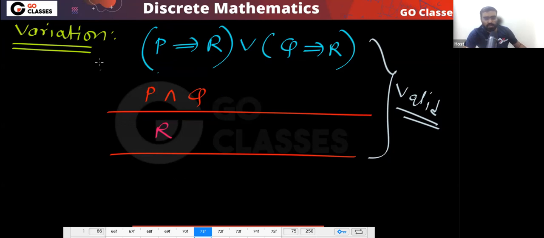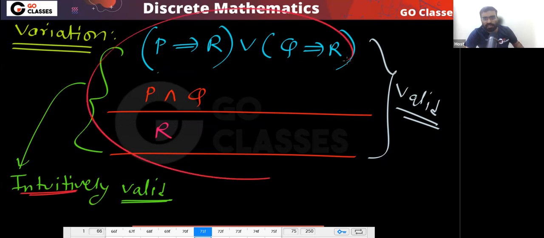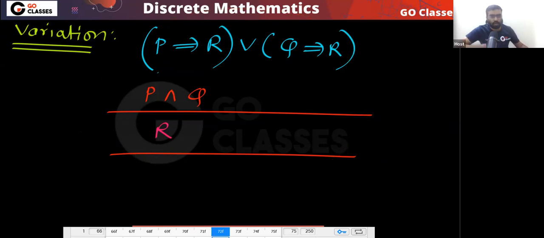So can you see intuitively? Please tell me, can you see intuitively? You can easily see that intuitively this is valid. So you can also solve the question with intuition. You can easily read the question and solve it, or you can solve the question with your method, no problem.